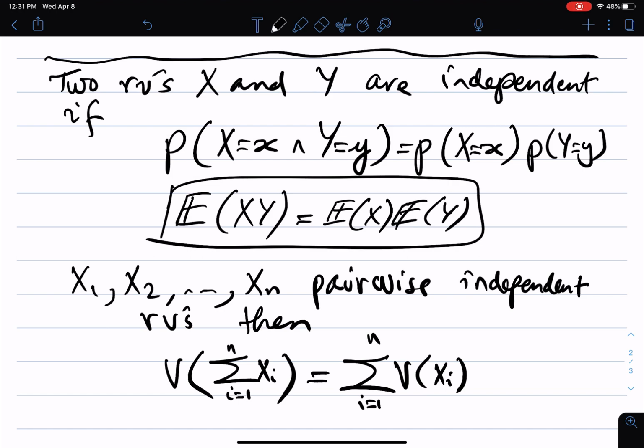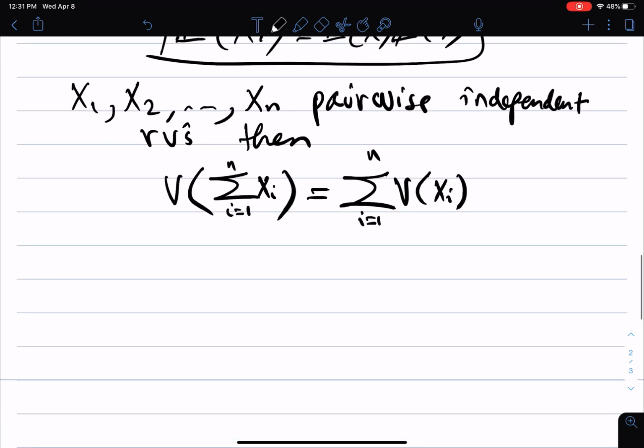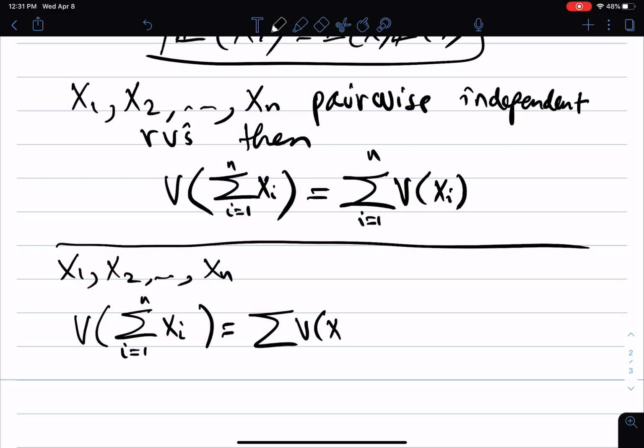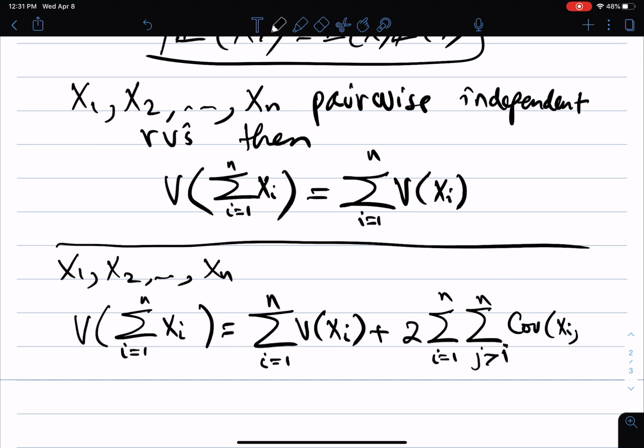Now if they are not necessarily independent, then if I have X1, X2 all the way to Xn, then the formula for the variance of the sum is not just the sum of the variances. We have to correct it in some way. So this becomes the sum as well as twice the sum for i equal 1 to n, and for j greater than or equal to i, times the covariance of Xi and Xj.